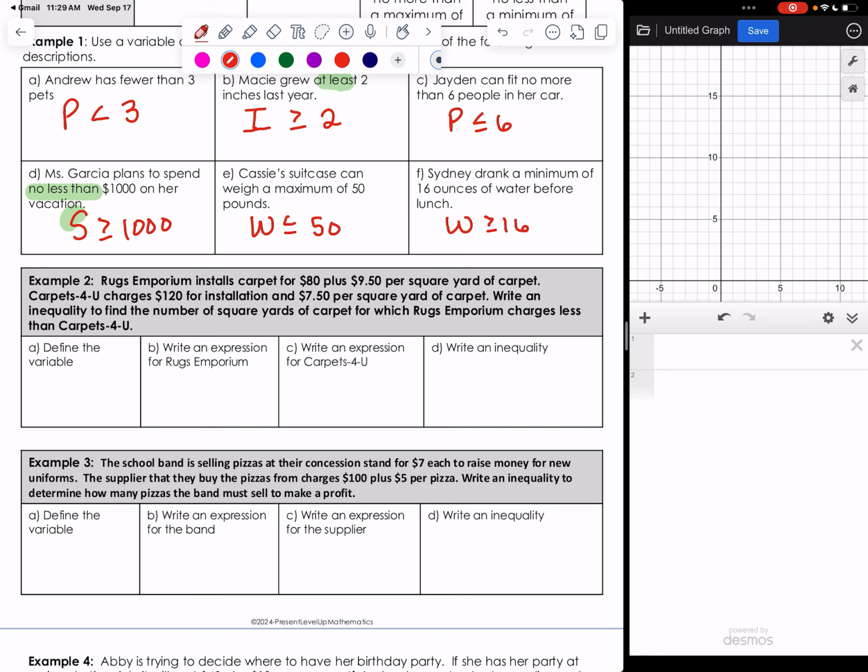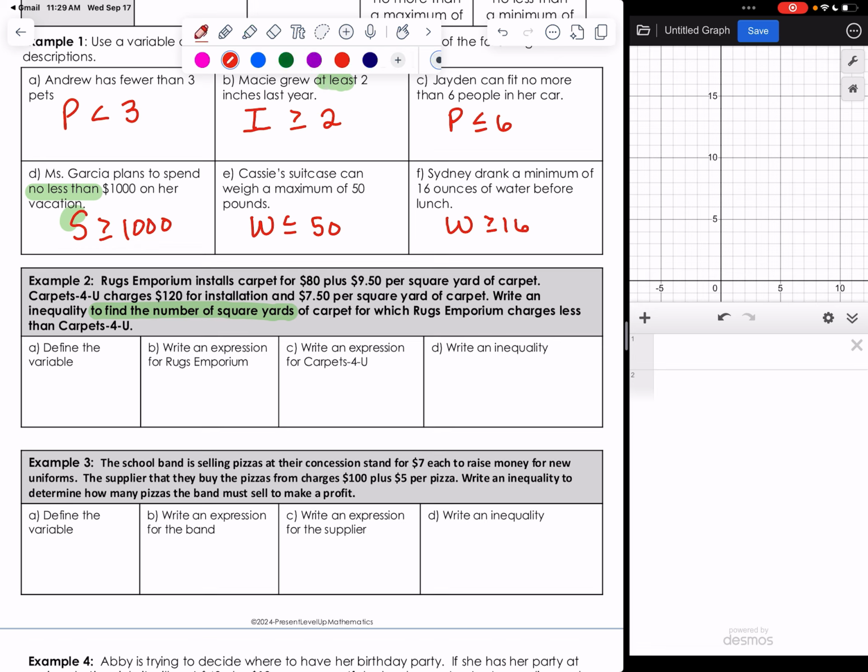So in problem A, they want you to define the variable. So let's find what is our unknown here. What are we trying to find? And we're trying to find the number of square yards.